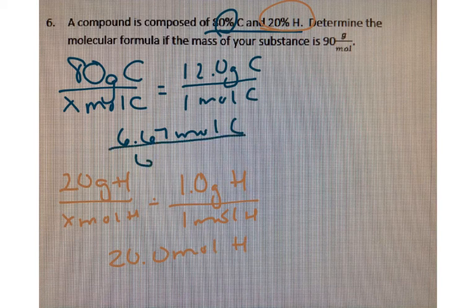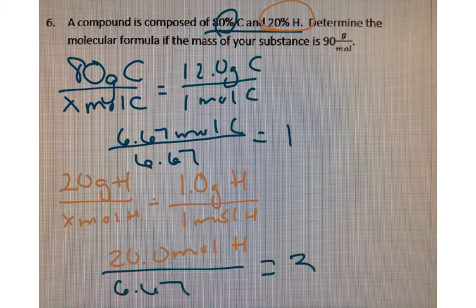All right, the next step is to divide by the lowest number, which in this case is the 6.67 moles of carbon. So I'm going to divide both by 6.67. For carbon, I get 1. When I divide 20 by 6.67, I get 3. So now I know that my empirical formula is C1H3.